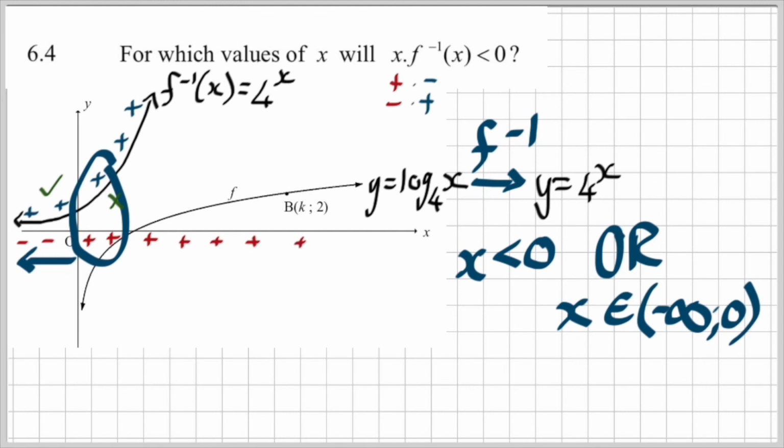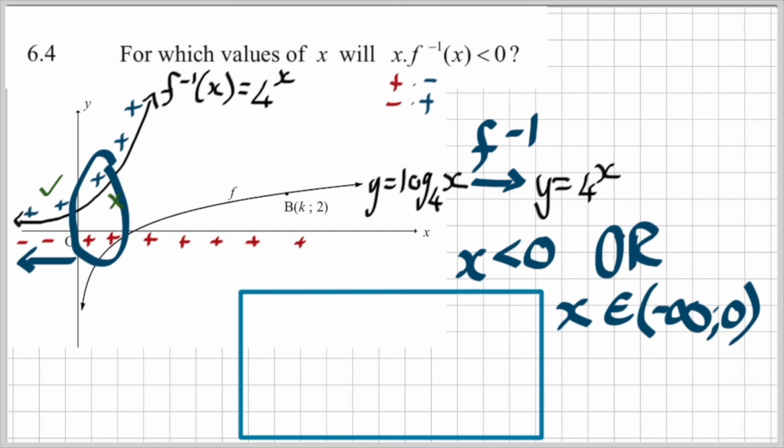But I could go and say, well, what do I know about f to the negative 1? Well, that is 4 to the power of x. But 4 to the power of x is always positive. Look what I did. I substituted the equation into the expression, into that inequality. I substituted the function into the inequality. But 4 to the power of x is always positive. How do I know that?